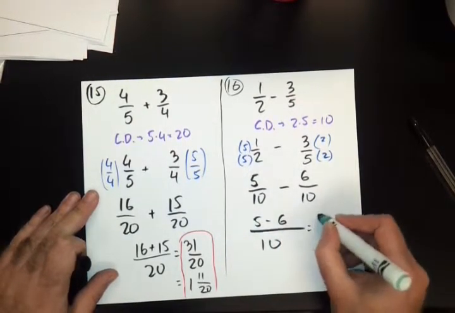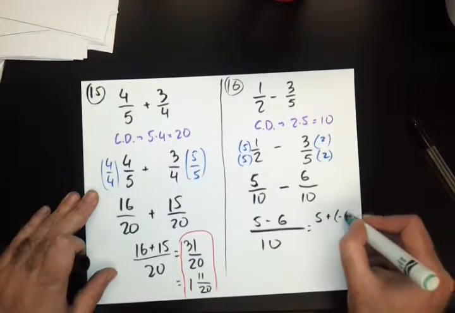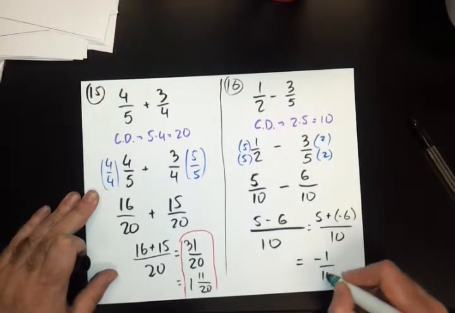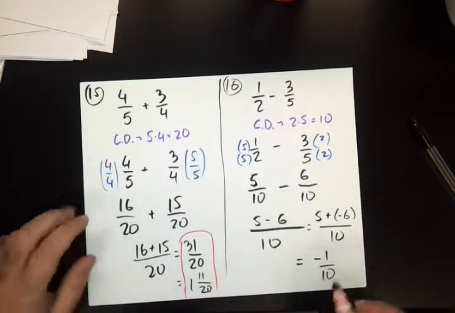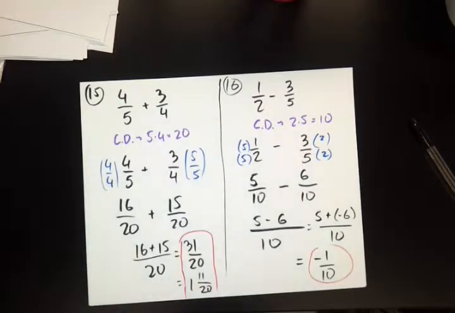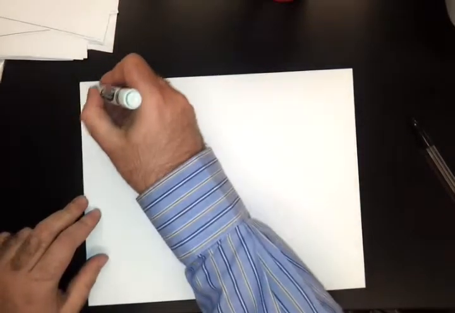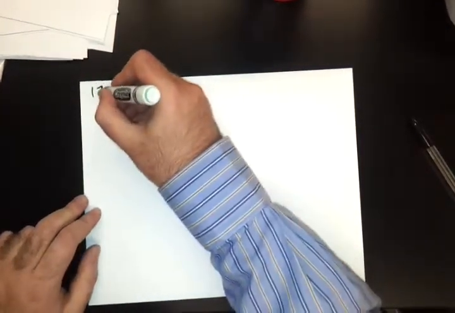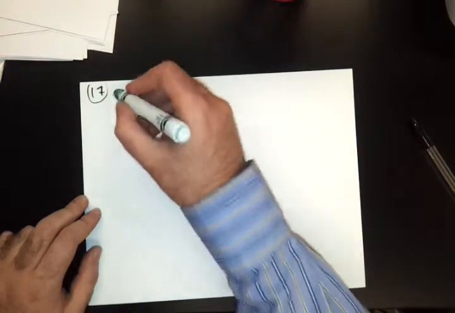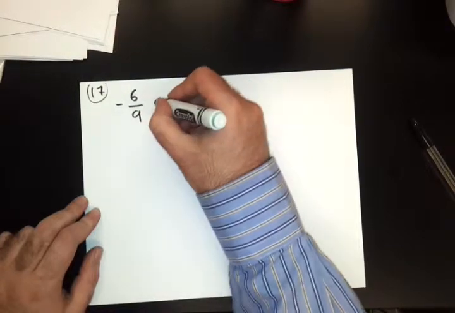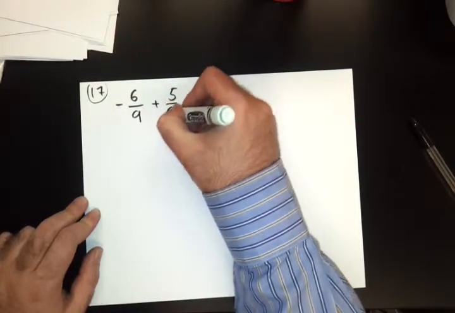5 minus 6. We don't have rules for subtraction, so we convert that into addition. Negative 1 over 10. And that is our full and final answer for number 16. I'm going to go ahead and move on to 17 now. In 17 we have negative 6 over 9 plus 5 over 6.